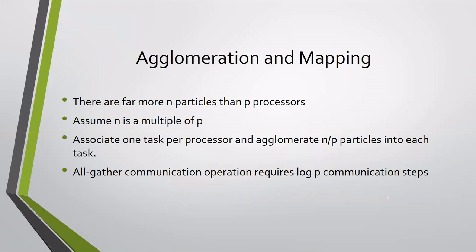The next step in Foster's design methodology is agglomeration and mapping. Definitely, there will be far more n particles than p, where p is the number of processes. So naturally, n will be divided by p, and that many particles will be agglomerated and mapped to a processor. As you can see, there will be log p communication steps. If there are 4 particles, there will be log 4, which is equal to 2 steps. What about 8 particles? That will be log 8, which is equal to 3 steps. Within 3 steps, all the 8 particles will have the information of every other particle.